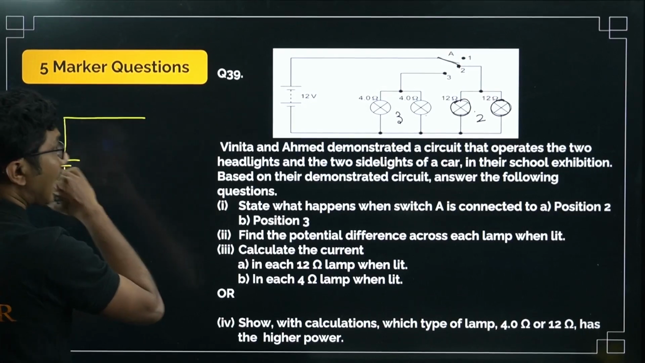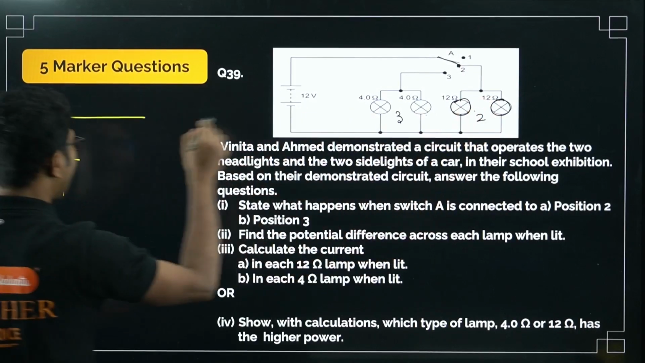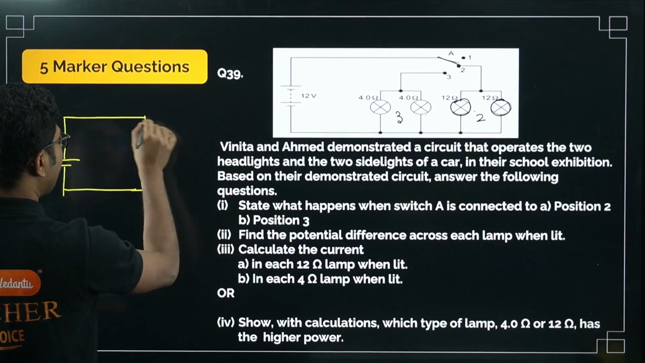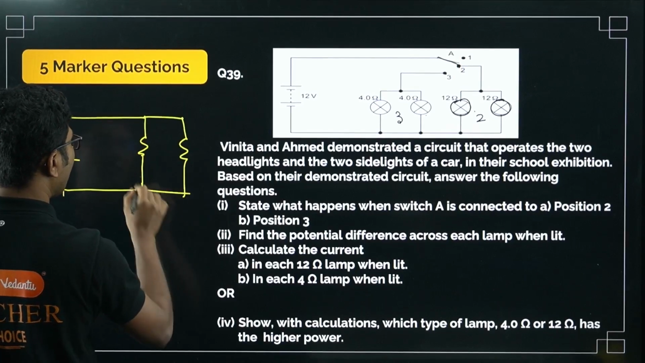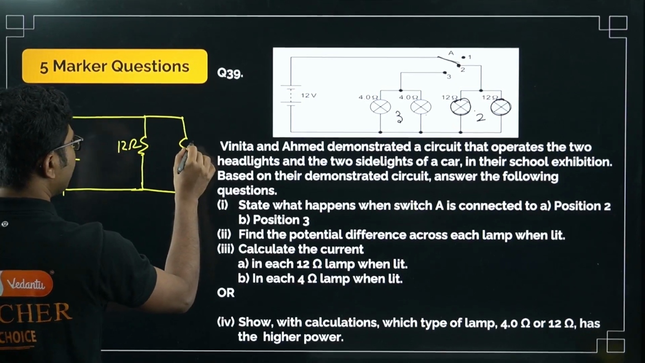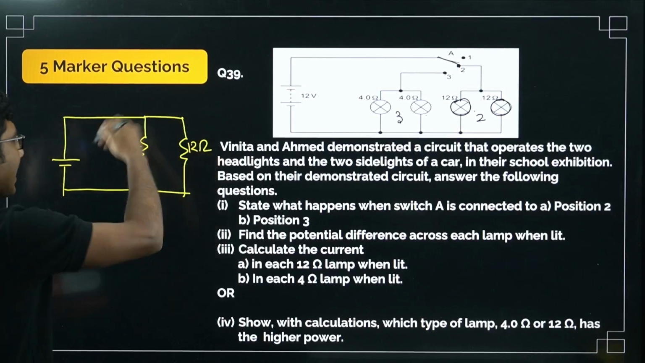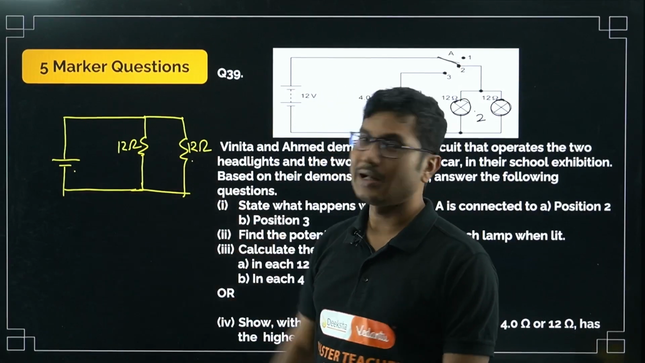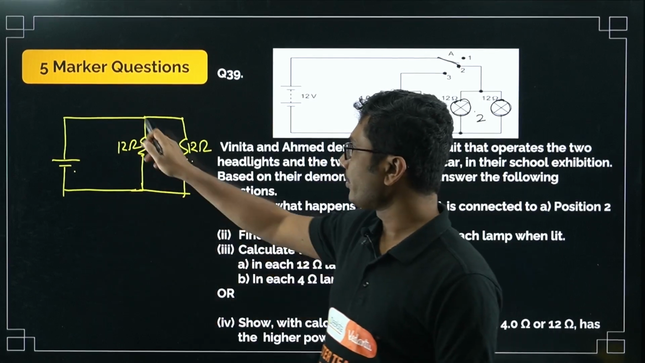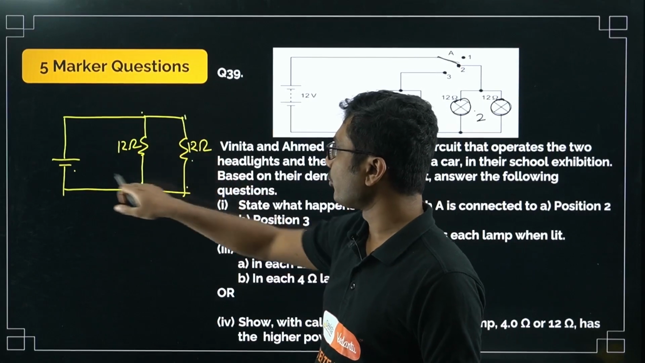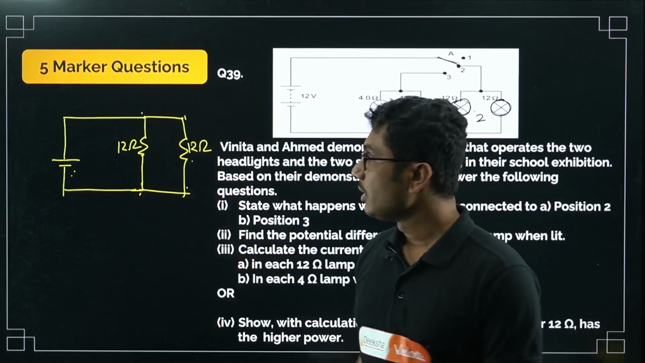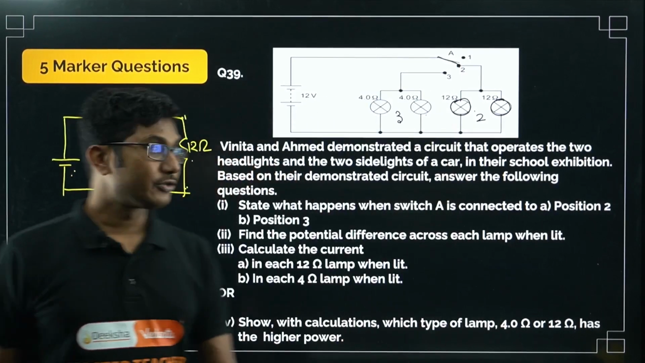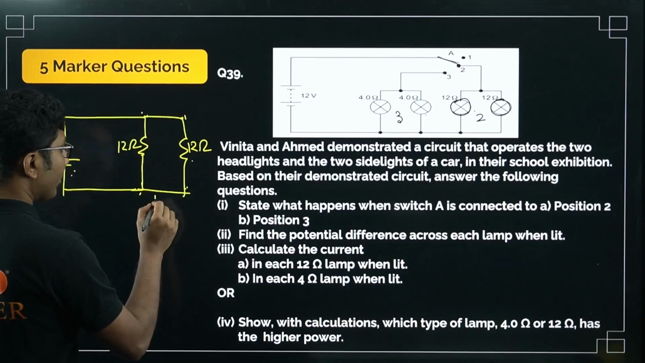Okay, we have 2 lamps, 12 ohm. One is this. I am not drawing the lamp diagram, I am just drawing the circuit diagram. So this is 12 ohm, this is 12 ohm, right? As you can see, both the lamps are connected in parallel to the supplying battery. So both lamps will have the same potential as the battery. Definitely both of them will have 12 volt.